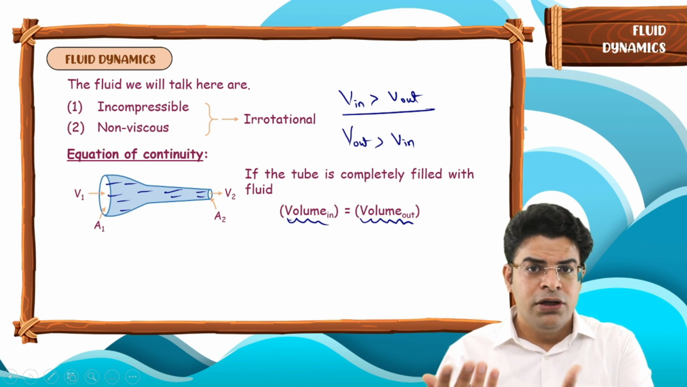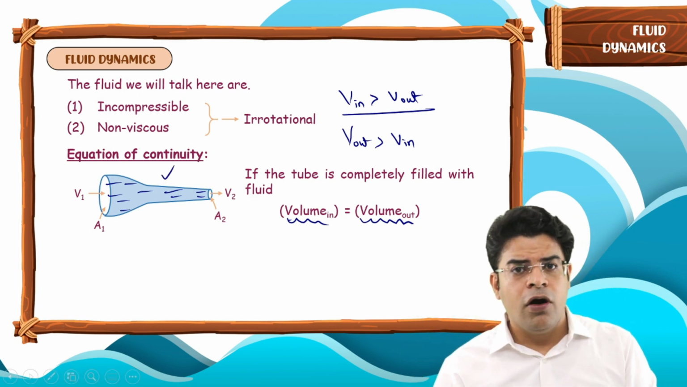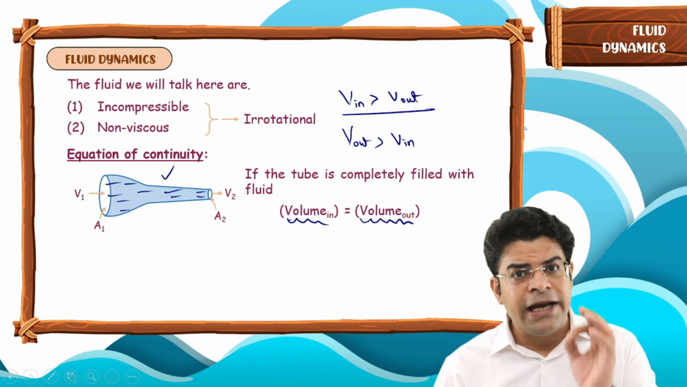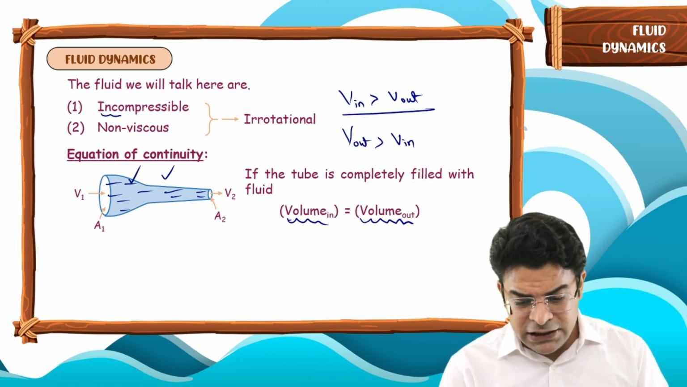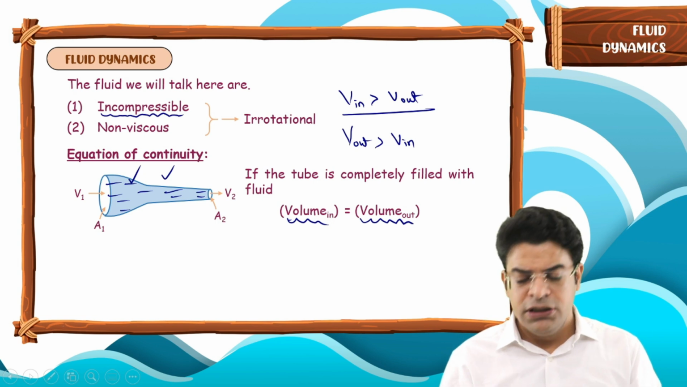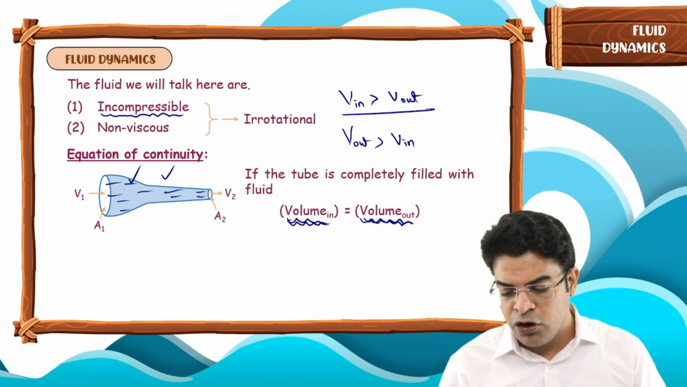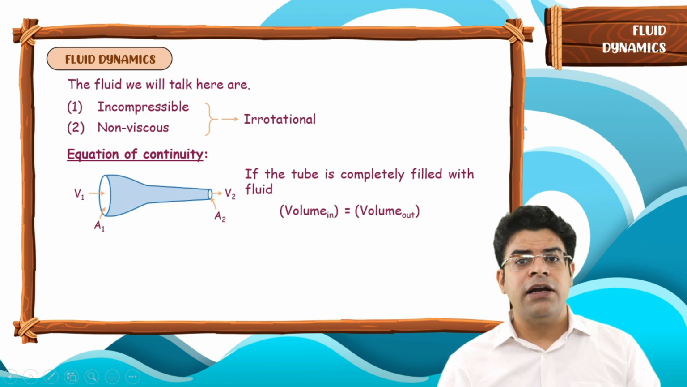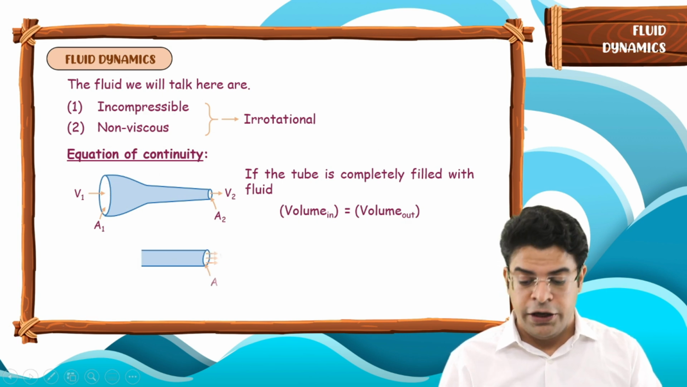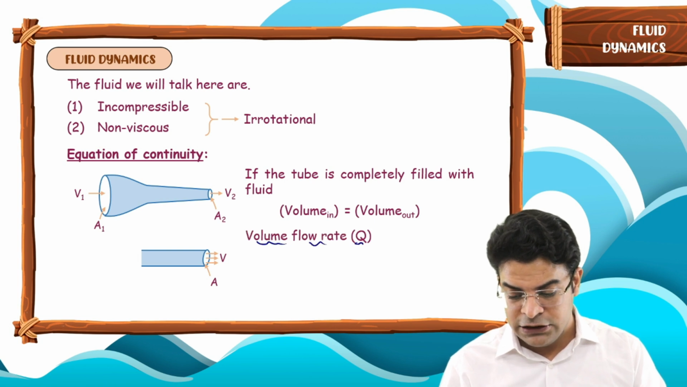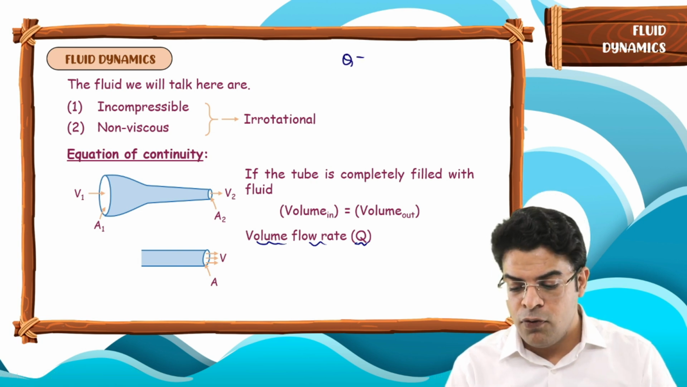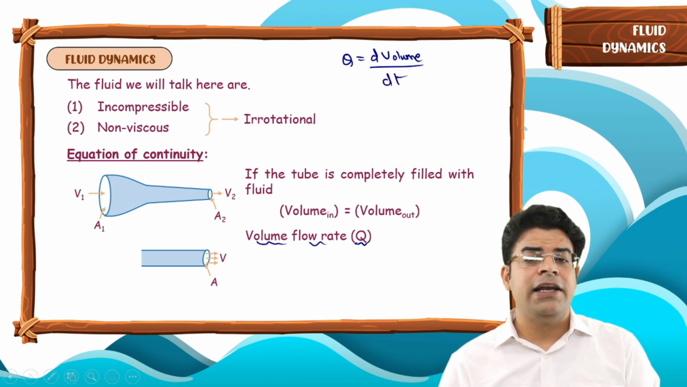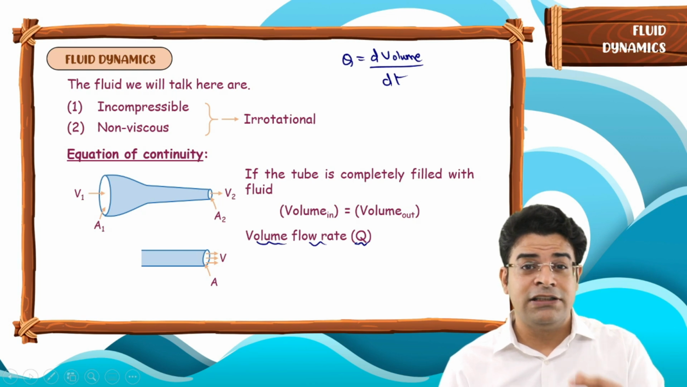That can't happen. So if this is a part of a pipe of variable cross-sectional area, despite having a variable cross-sectional area, if this tube is completely filled and the fluid is incompressible in nature, it can't be compressed, then the volume coming in should be equal to the volume going out. So this is high time that we talk about a term called volume flow rate. The symbol we use for volume flow rate is Q. The terminology itself says volume flow rate, the rate of flow of volume, so dV upon dt. I'm not writing dv upon dt because I know my kids are smart, they will start treating it as acceleration.